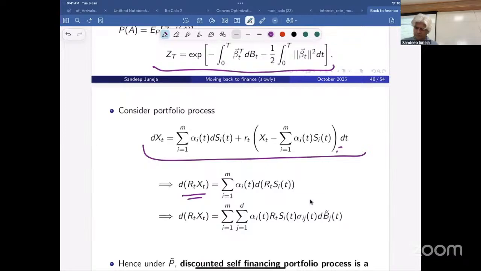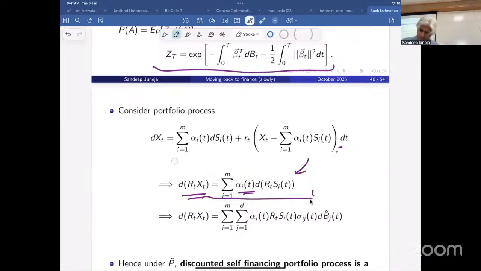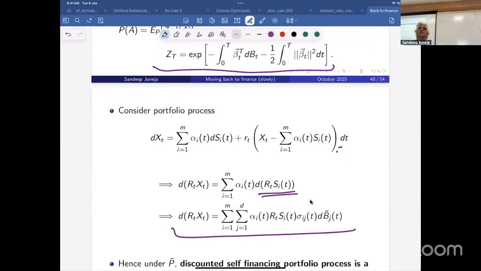You have to do some calculations to go from here to here, but you find that this is going to be true. It's kind of intuitive that the change is happening because of the risky securities, and alpha is the proportionality here. Because we understand what d(rt St) is, plug that in here, and we get that the discounted portfolio process is also a martingale. It's also a stochastic integral.